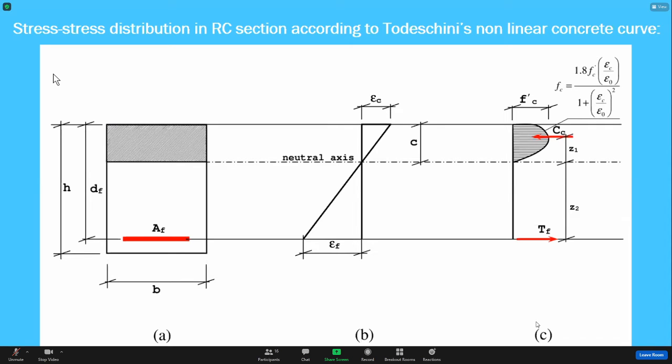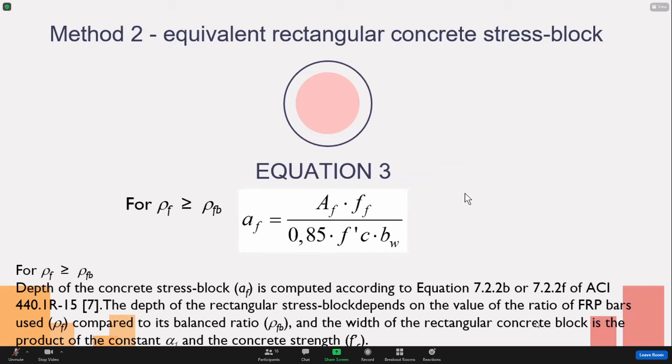This is the stress-strain distribution in a reinforced section according to the Todeschini nonlinear concrete curve. In A is the concrete section, B is the strain distribution, and C is the stress in concrete and FRP bars. The next method is the equivalent rectangular concrete stress block.